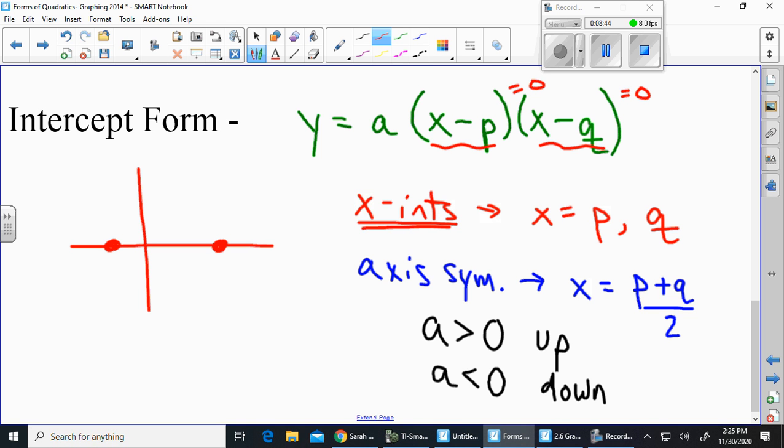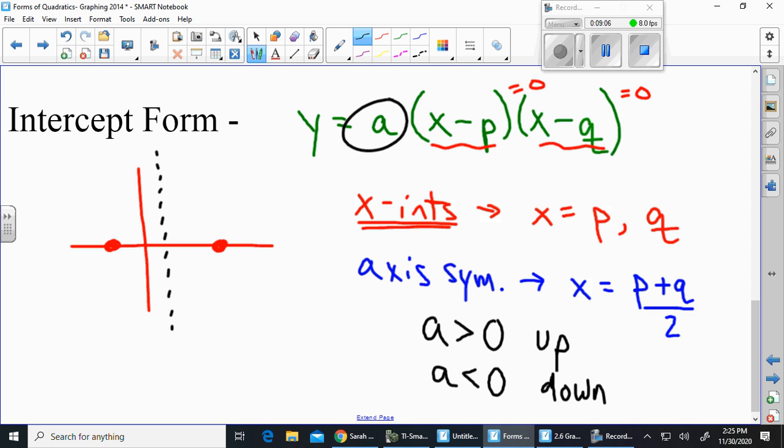You need the axis of symmetry. Well, your axis of symmetry is halfway between. So how you get that is you would add P and Q together and divide by 2. That gives you your axis of symmetry. All you have to do now is find the vertex, which I'll show you.